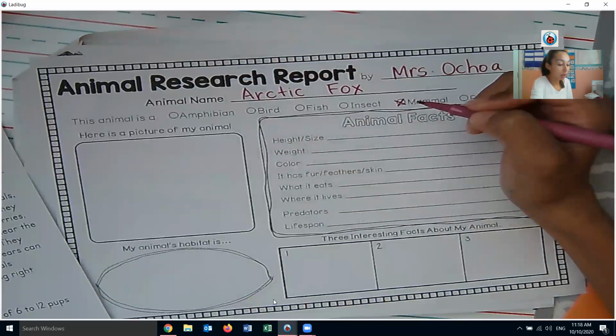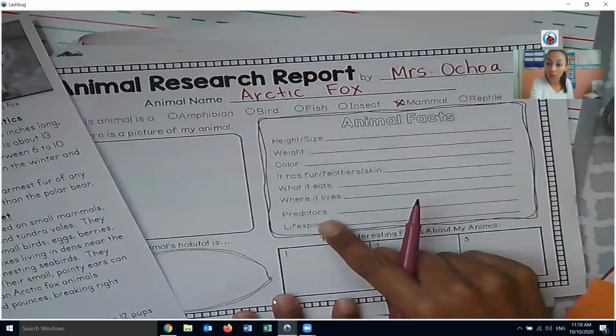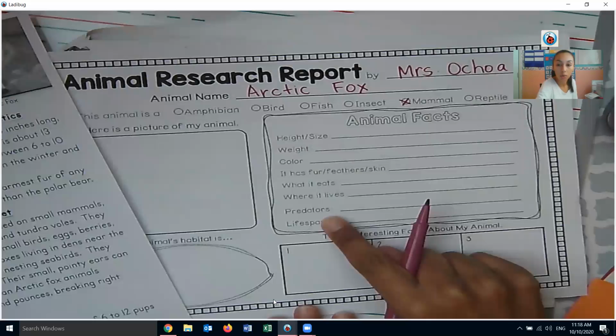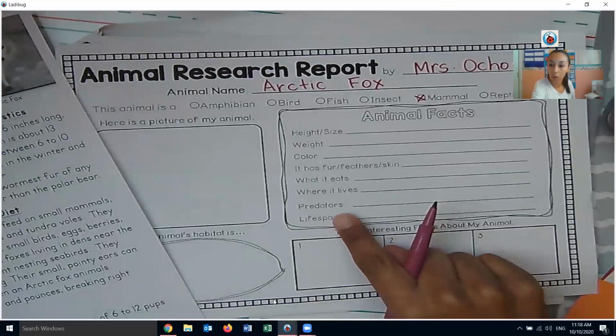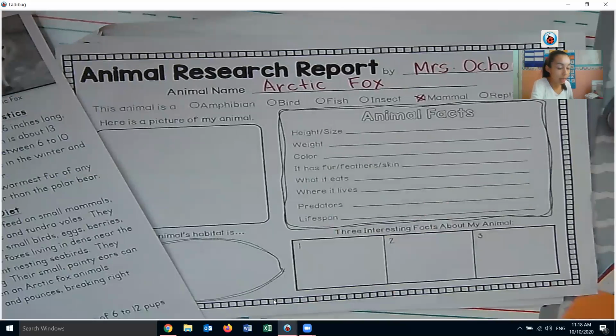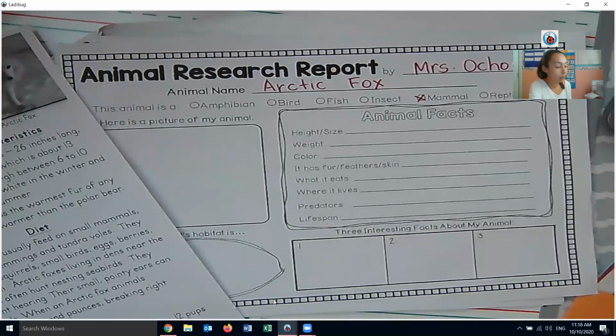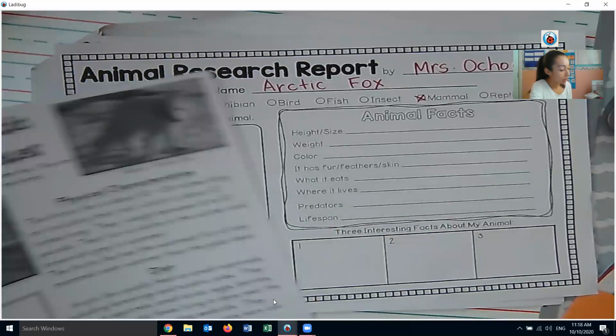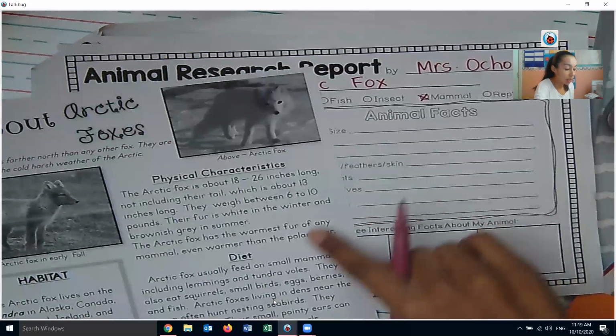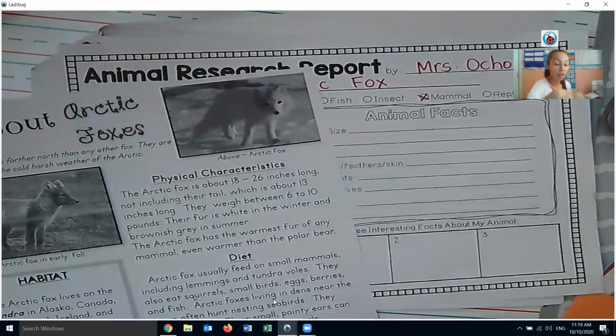Some of your pieces here might not be answered. So maybe with a grown-up's help, you can go on Google, go on the internet and do a safe search for more information about your animal. I'll go through mine here. I'm going to start with the physical characteristics. That means what it looks like.